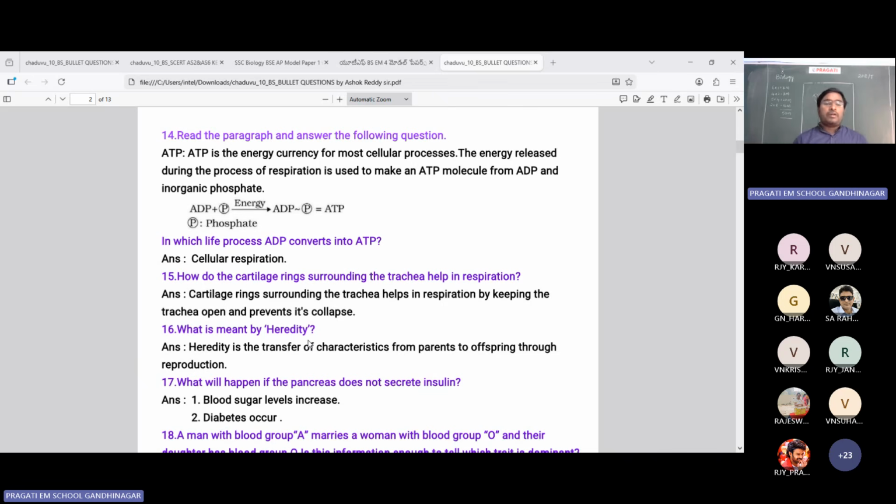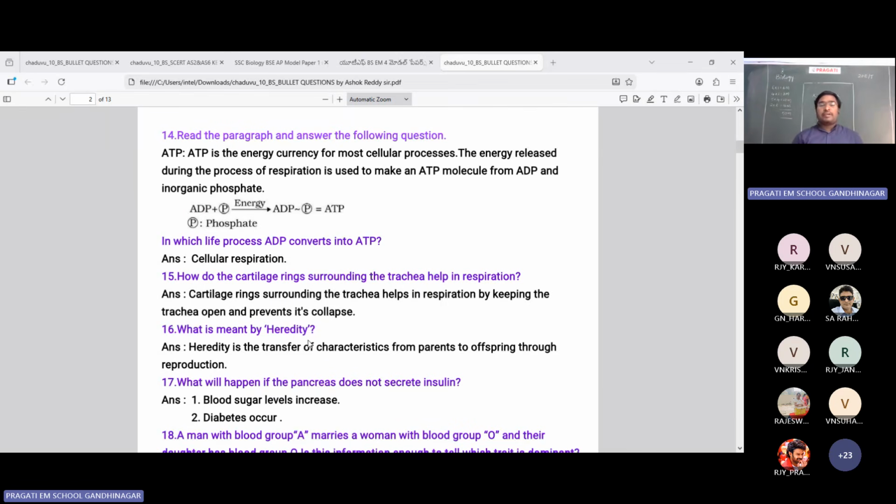Next, 15th one. How do cartilage rings surrounding the trachea help in respiration? The cartilaginous rings surround the trachea. These cartilaginous rings help in respiration by keeping the trachea open and preventing its collapse. Okay, children, that is the most important use of cartilaginous rings.